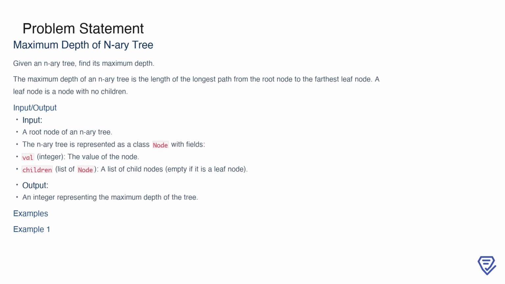This tree is represented using a class called Node, which has two properties: val, an integer representing the value of the node, and children, which is a list of child nodes. If the node is a leaf, this list will be empty. The output should be an integer, which represents the maximum depth of the tree. The problem will become clearer as we look at some examples.